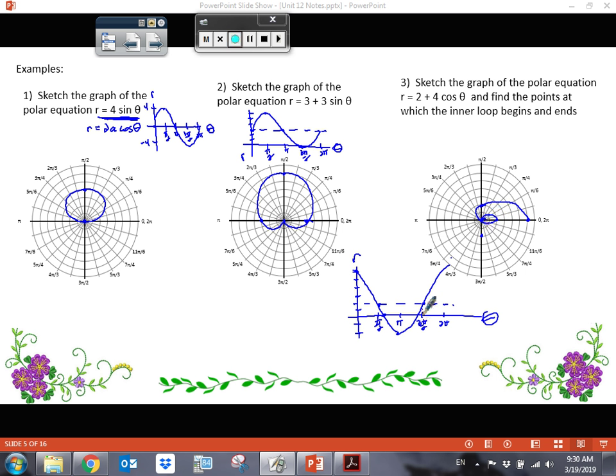Then I have positive r's right here. I'm going to go through the pole, and I'm actually inside the third quadrant for just a little bit. Just this little part right here. So I'm going to pause here for a second. Are we okay?